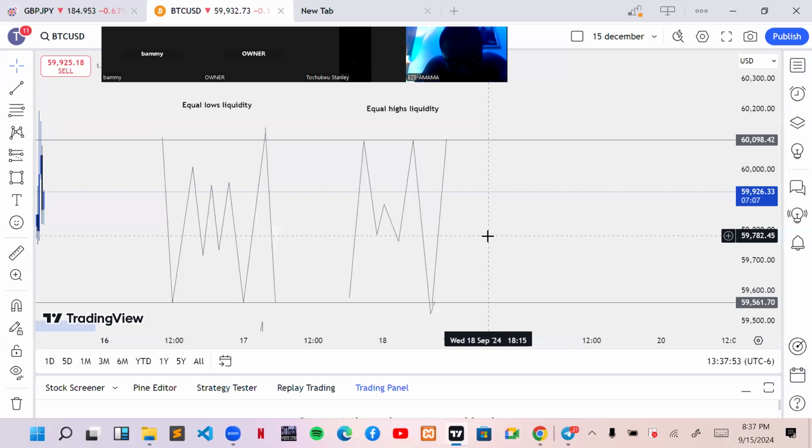I have 4 rules on picking a point of interest. Number one, it has to trigger a break of structure. Number two, it has to have inducement or liquidity. Number three, it has to be unmitigated. Number four, it needs to be the closest one to liquidity.